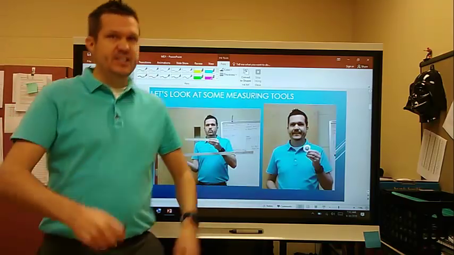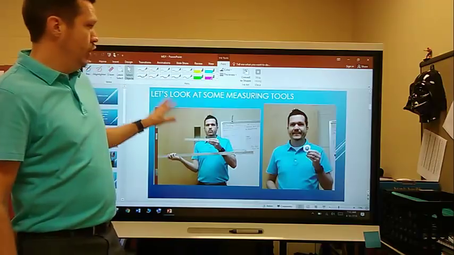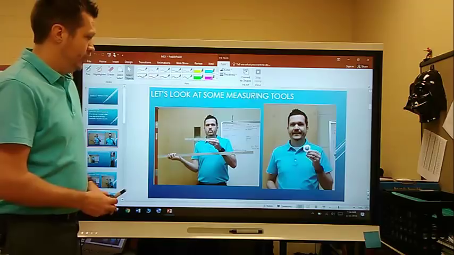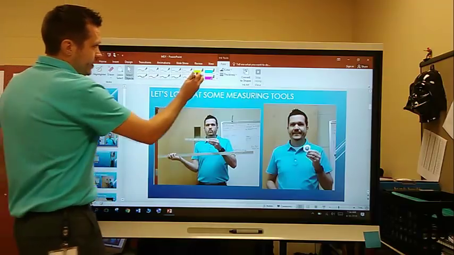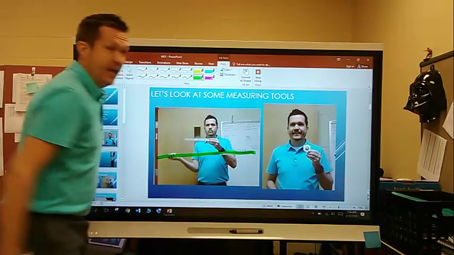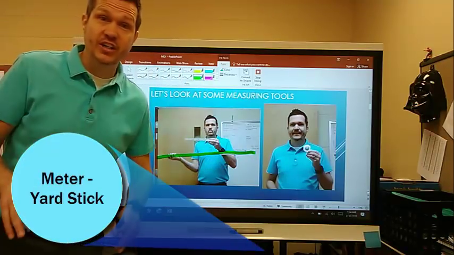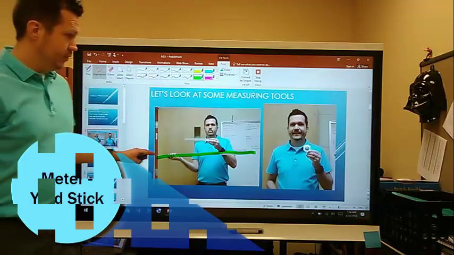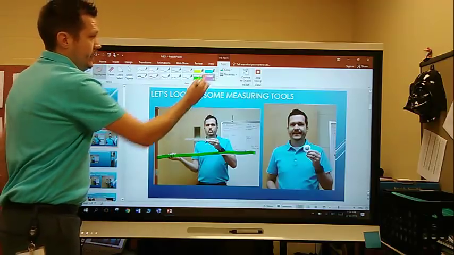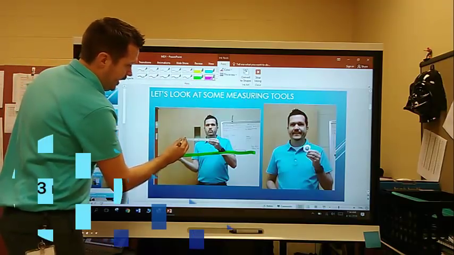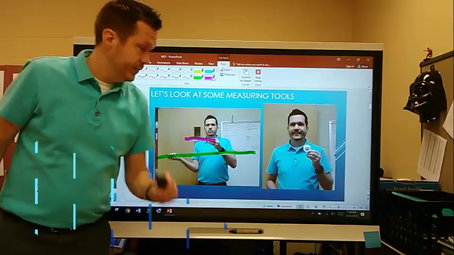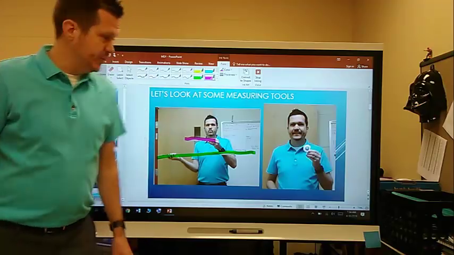Before we get into the benchmarks, it's extremely important that you know the different tools that we can use to measure things with. The first tool, this right here that I'm going to highlight in green, is called a meter or a yardstick, okay? It's a meter or a yardstick, and you can see that it's pretty big. A meter stick and a yardstick actually have 3 rulers in them. So I'm holding a ruler up above there so you can kind of see that.